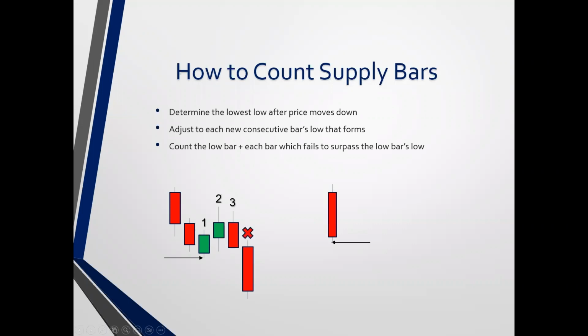Give another example here. Bar low, new bar low. So this becomes bar number 1, right? New bar low, remove, adapt, bar number 1. Bar number 2 fails to take out bar number 1, so on and so forth. And we continue counting. 1, 2, 3, 4, 5, 6, depart. Okay, so we don't count that final bar.